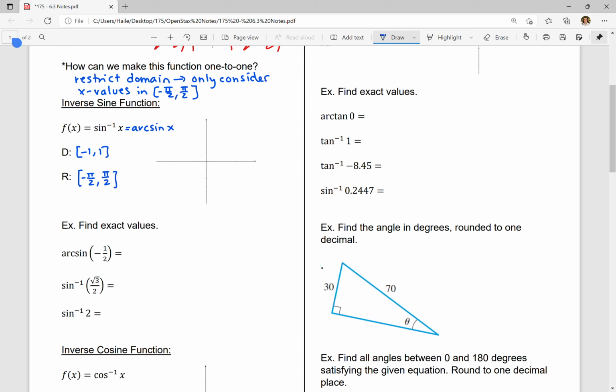Because remember, in the normal sine graph, we restricted the x values, which is the domain of sine. So when we do the inverse, the domain of sine is going to become the range of sine inverse. So this is our domain, this is our range.